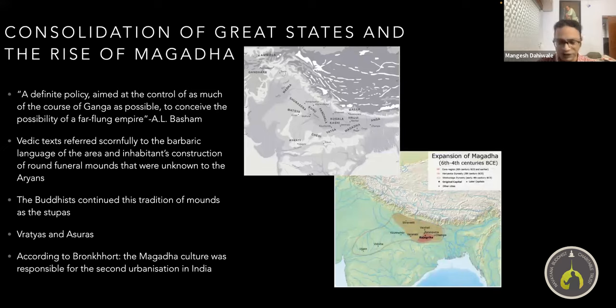But very interestingly, when we look at the Vedic texts, they refer scornfully to the barbaric language of the area and the inhabitants' construction of round funeral mounds that were not known to the Aryans. So the Aryans who came to India were unfamiliar with the mounds, which we know later came to become the stupas.